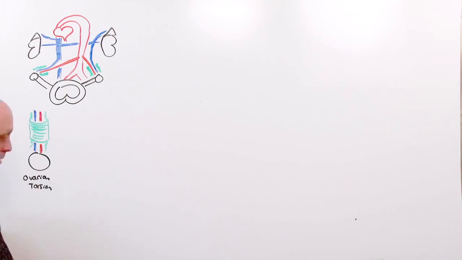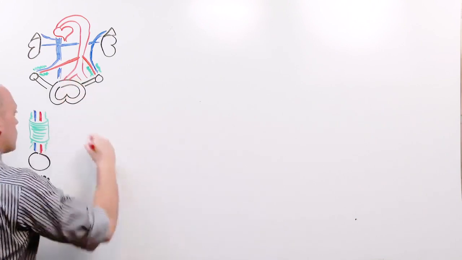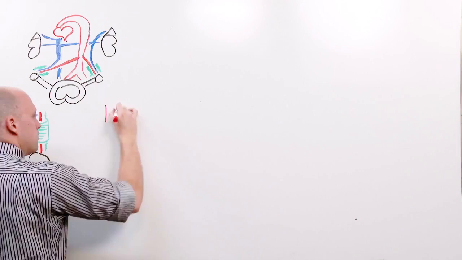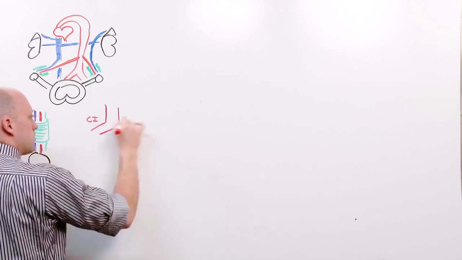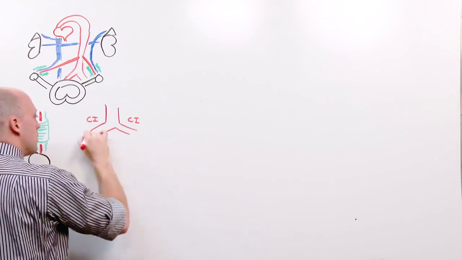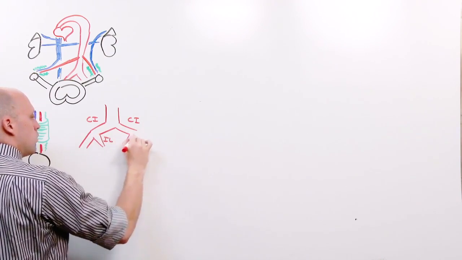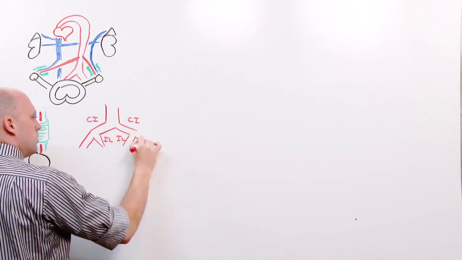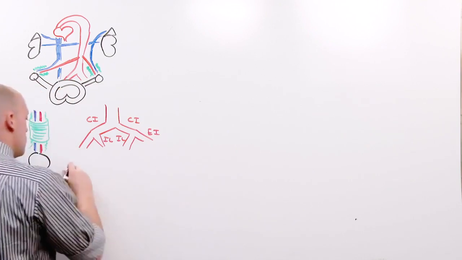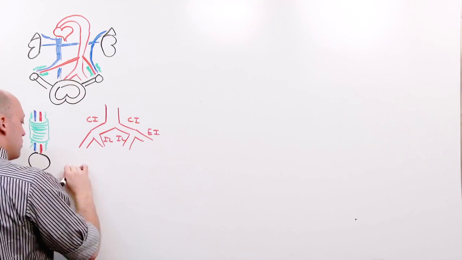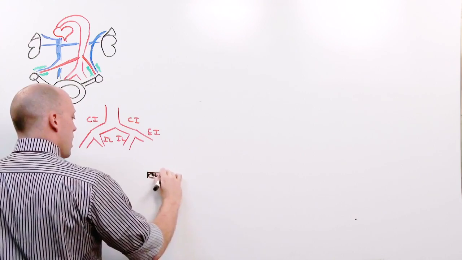If we talk about the vascular supply of the uterus, zoom in here, what we'll see is that the aorta comes in and branches into the common iliac arteries. The common iliacs are going to become the internal iliacs, formerly known as the hypogastric arteries, and the external iliacs. The external iliacs are going to pass through the inguinal ligament to become the femoral artery as they exit the abdomen.